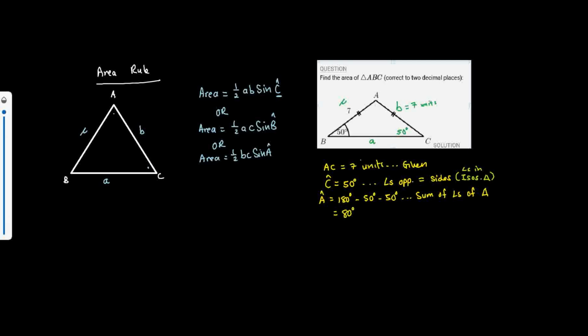Now that I know what angle A is, which is 80 degrees, angle A is what we call the included angle between side B and side C. So which formula will I use for area? I'm going to say that the area of triangle ABC is equal to half. Do not forget about the half. For some reason, learners always forget the half.